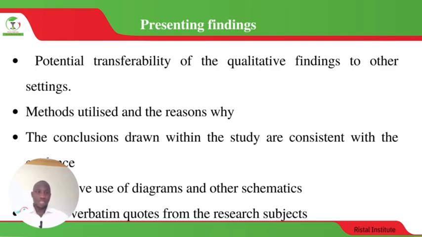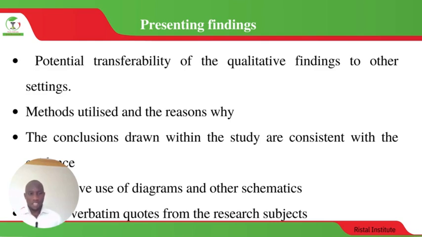So most people find it convenient to have this way together. So when you're now looking at how you're presenting your findings, you need to have certain things in mind that should actually come out in your discussion of those findings. One is the ability of your research findings to be transferred to other settings. This is transferability or generalization.